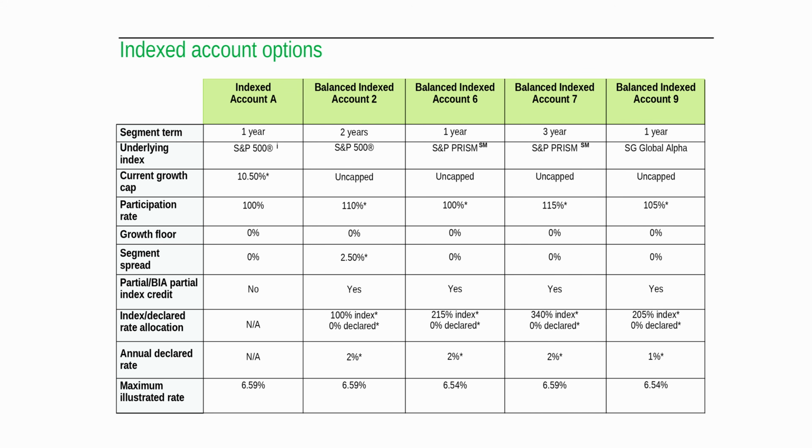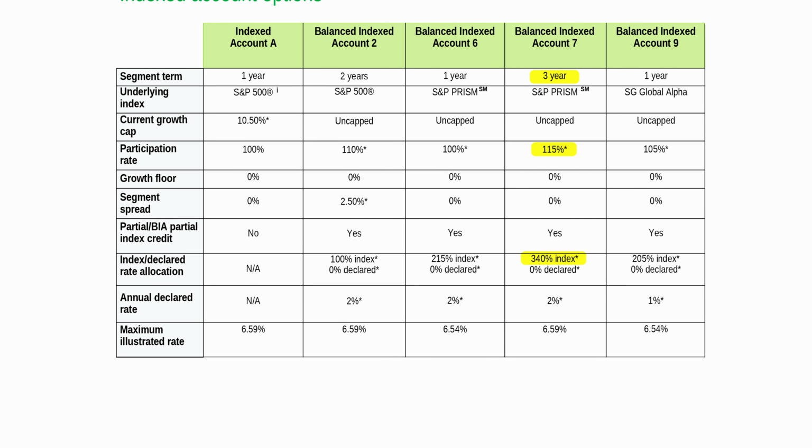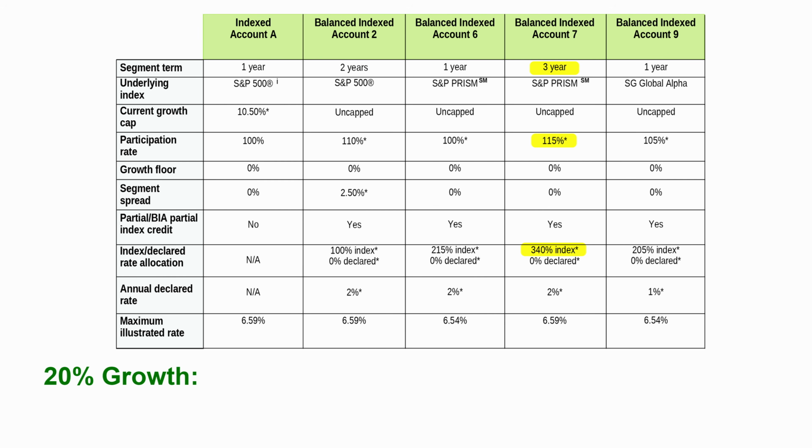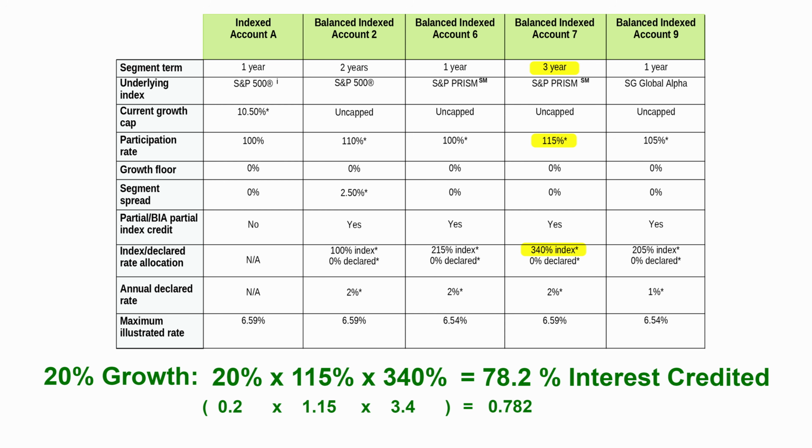As an example, the IUL index I offer is a 3-year point-to-point index and has 2 participation rates, 115% and 340%. So if the index grew by 20% over 3 years, you would receive 78.2% interest. The higher the participation rate, the better.